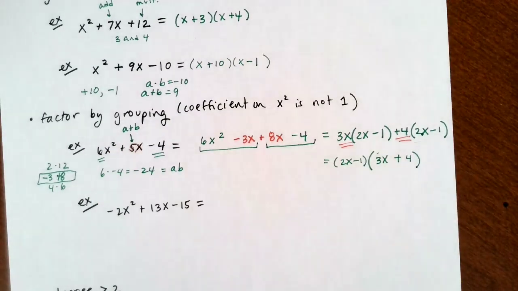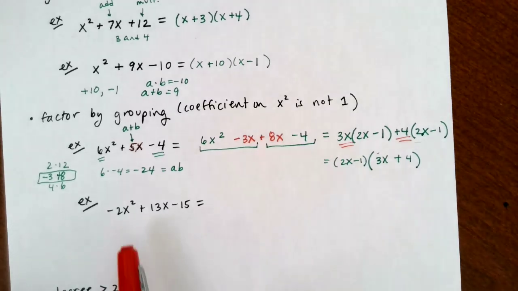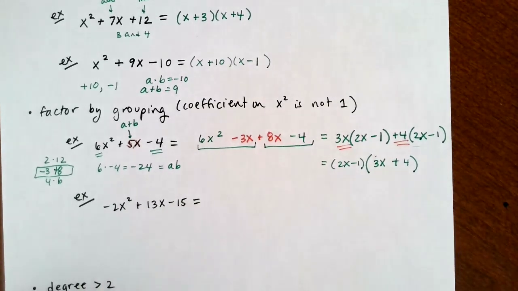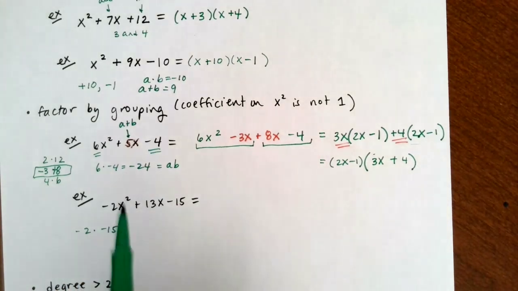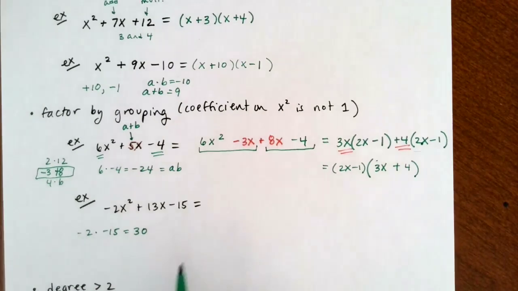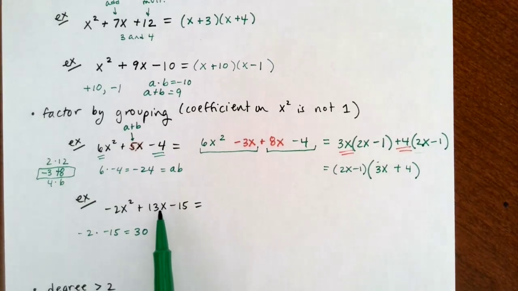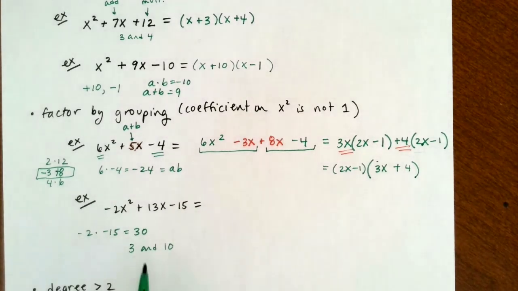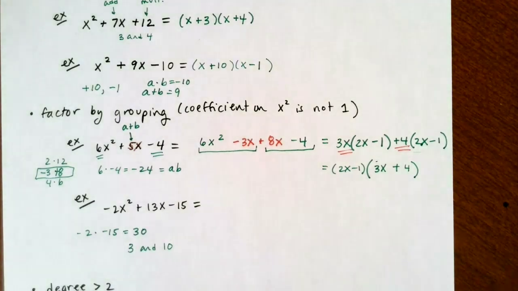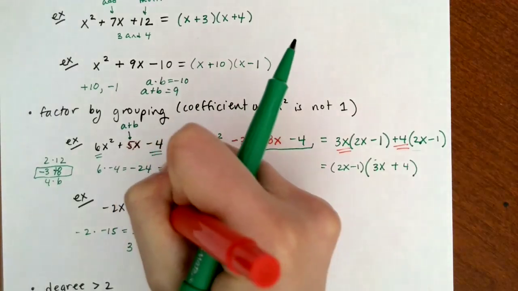All right, let's do one more example of factor by grouping. I have negative 2x squared plus 13x minus 15. So I need to compute negative 2 times negative 15, my first and last coefficients, that's 30. So I'm looking for two numbers that multiply to 30 and add to 13. So I'm going to pick 3 and 10. 3 times 10 is 30, and then 3 plus 10 is 13. So I'm going to use those to break up this 13x, this middle term.